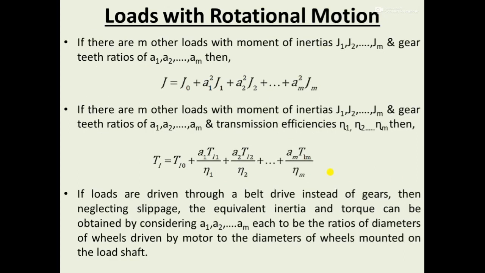So far we have considered that the different parts of the loads were connected through gear trains, but it's not necessary that the systems must always be connected through gear trains. There are other mechanisms also, such as belt drives, crankshafts, etc. Suppose different parts of the loads were connected through a belt drive, then also the same relations will be valid, but this A1, A2 will not be indicating their teeth ratio because there are no teeth in the case of belt drive. Instead, they will be indicating the ratio of diameters of the wheels driven by the motor to the diameters of the wheels mounted on the load shaft. Usually only problems related to gear trains are asked, so you don't need to know much in detail about the belt drive system.